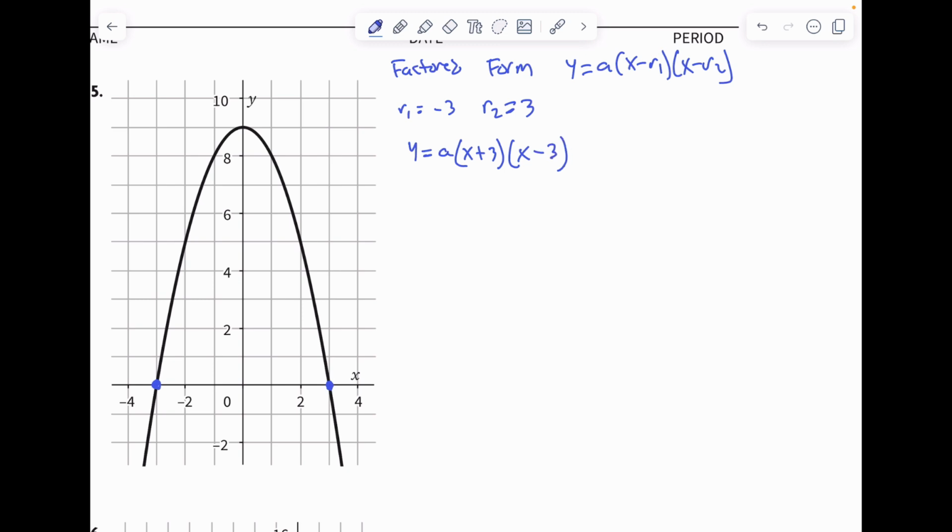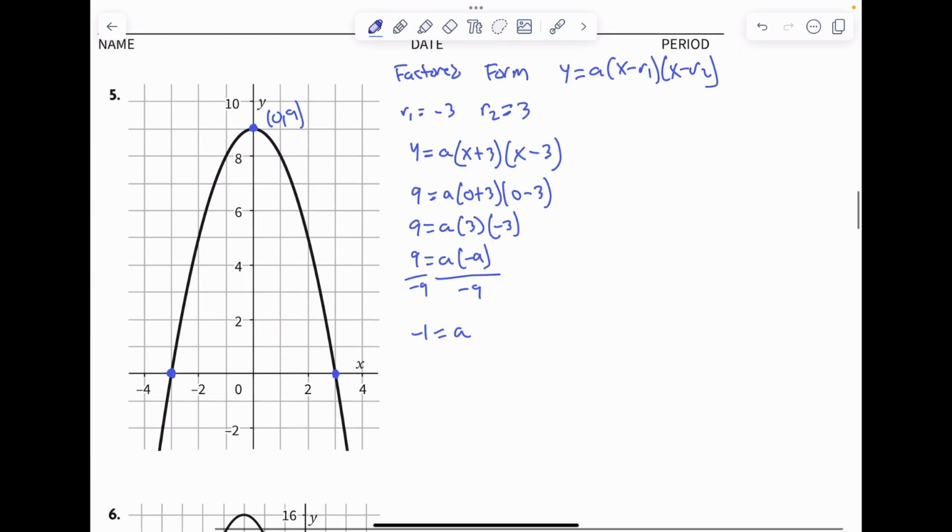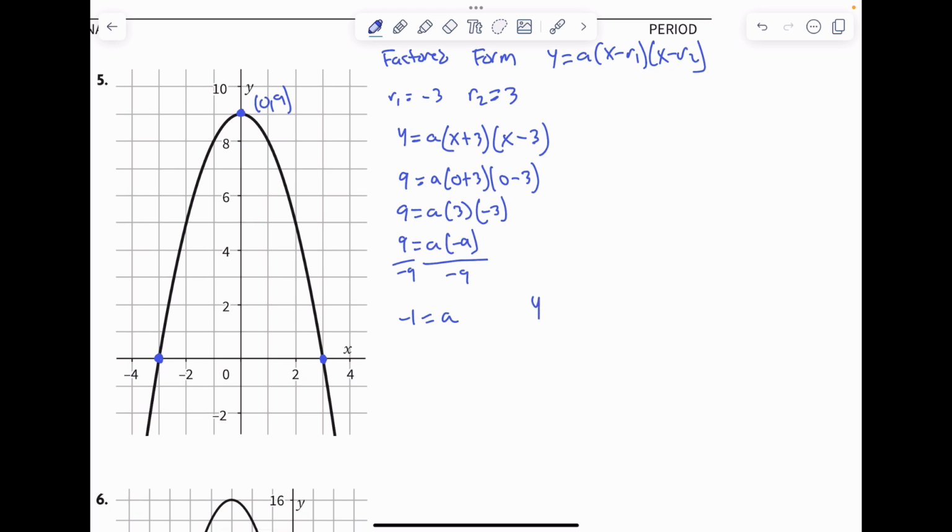Now let's plug in our value. We have the vertex here, this is 0, 9. So I can plug in y is 9, x is 0: a times (0 plus 3)(0 minus 3). So I get that 9 is equal to a times 3 times negative 3, so 9 is equal to a times negative 9. I divide by negative 9, and I get that negative 1 is equal to a. So my final equation is y is equal to negative (x plus 3)(x minus 3).